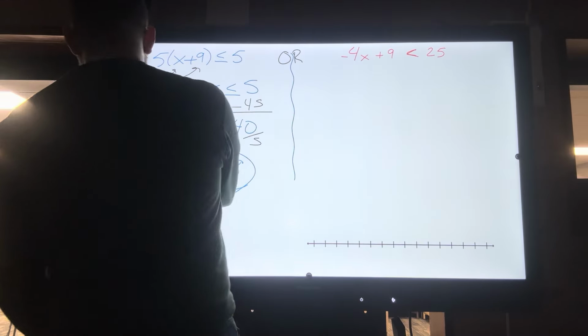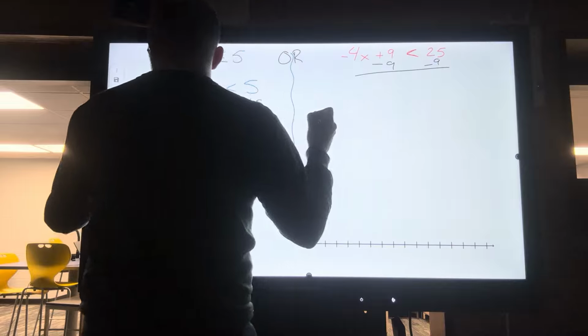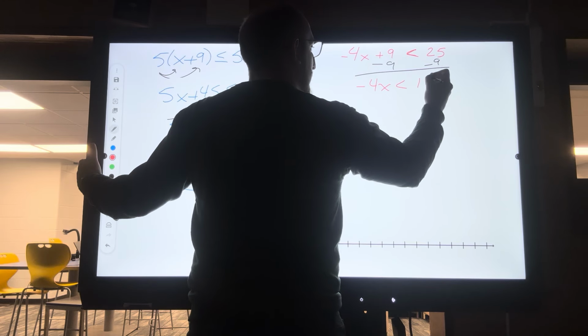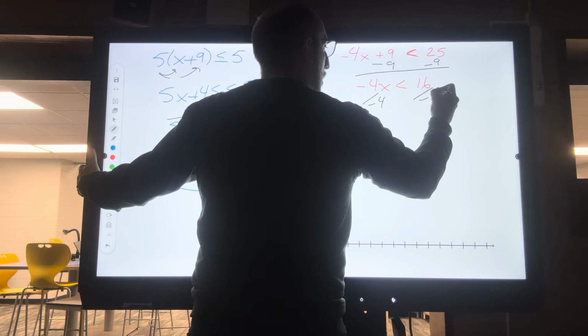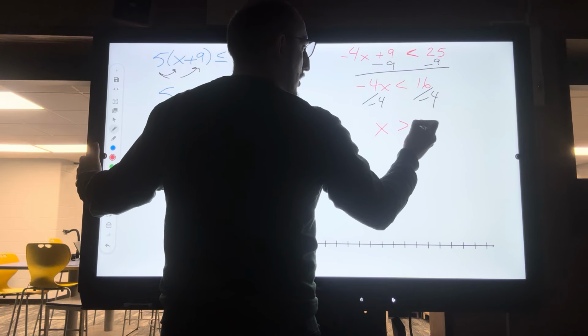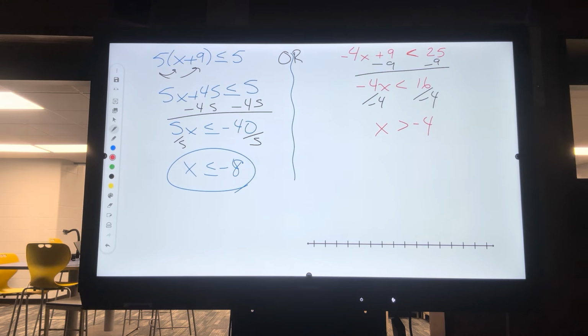Now we're going to do the red equation. I'm going to subtract 9 like I've been doing. -4x is less than 16. And I'm going to divide by -4. And what do I do when I divide by negative, guys? Do you guys remember? Flip the sign. Perfect. So I have x is greater than -4.